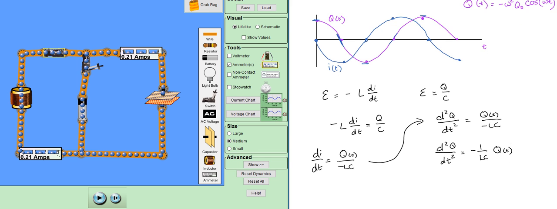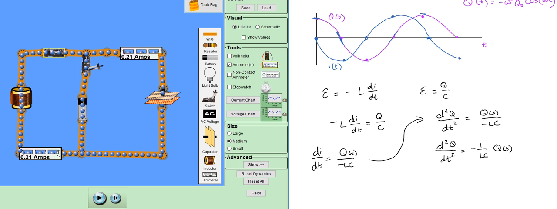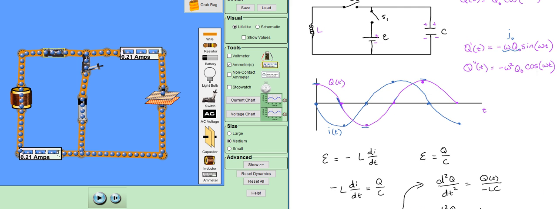Okay, now we knew what q of t was. That was this function over here. So I'm going to go ahead and substitute that in. So this will be negative 1 over LC times q naught times the cosine of omega t. On this side, I need to have the second derivative of q with respect to time. So that is going to give me negative omega squared times q naught times cosine omega t. Okay, and that came just from here, the second derivative.